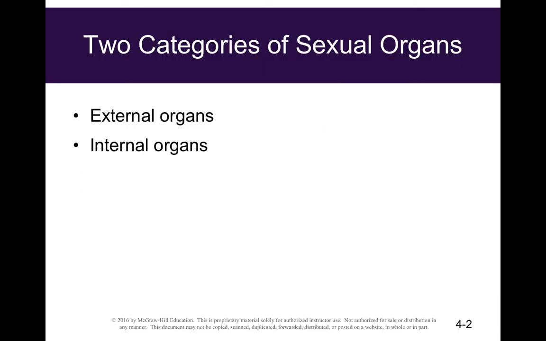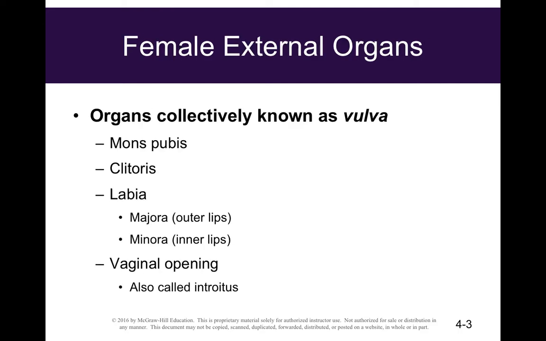So let's get started. There are two categories of sexual organs: external organs and internal organs. We're going to start by reviewing female external organs. The female external organs are known collectively as the vulva. Our female external organs are known as the vulva.